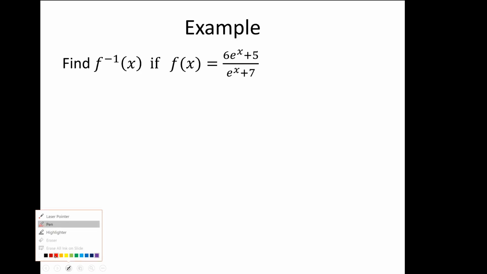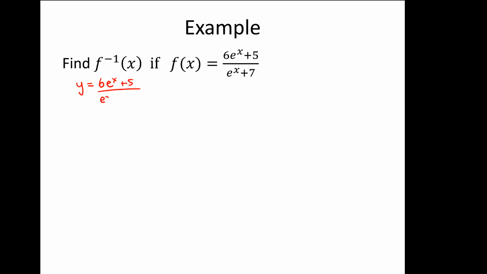And here's how we would do that. Our first step of constructing the inverse is to say y equals f of x. So y equals 6 times e to the x plus 5 over e to the x plus 7. Our goal is to rearrange this and get x all by itself. So it's x equals stuff with y in it.